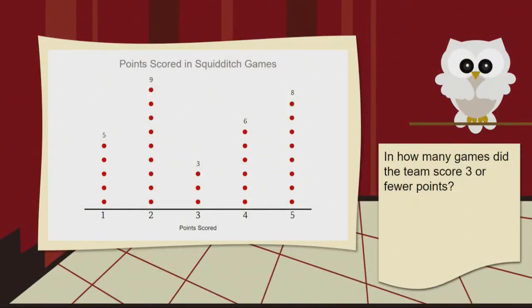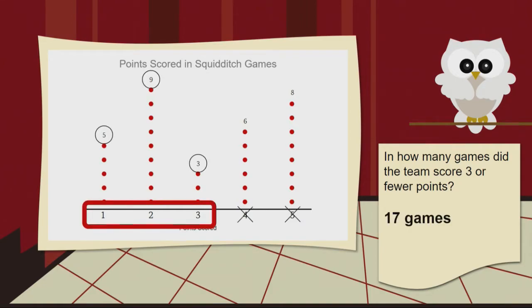All right, and in how many games did the team score 3 or fewer? 3 or fewer. So does that include the number 3? Yeah, because it says they scored 3 or fewer, meaning 3, 2, and 1. 4 and 5 is out. So here we have the 5, the 9, and the 3. We add those together, we get 17.